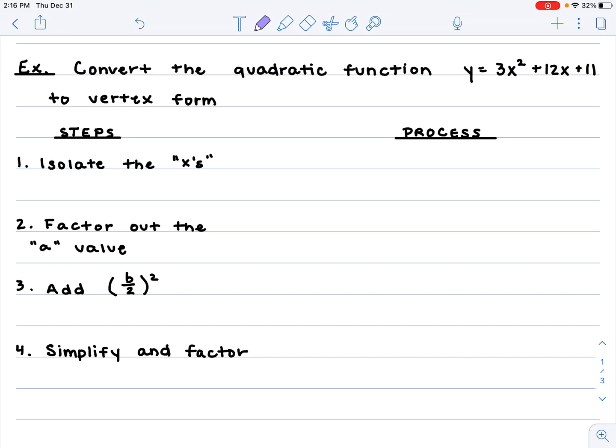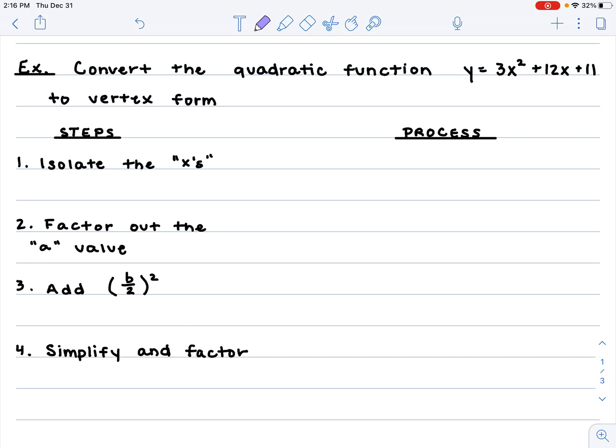So the steps are: isolate the x's. We want the x's all by themselves. Number two is we want to factor out any a value. And we're actually going to be using the same steps that we did for completing the square. So we're going to add b divided by 2 squared to both sides. And from there, we're just going to simplify and solve for y.